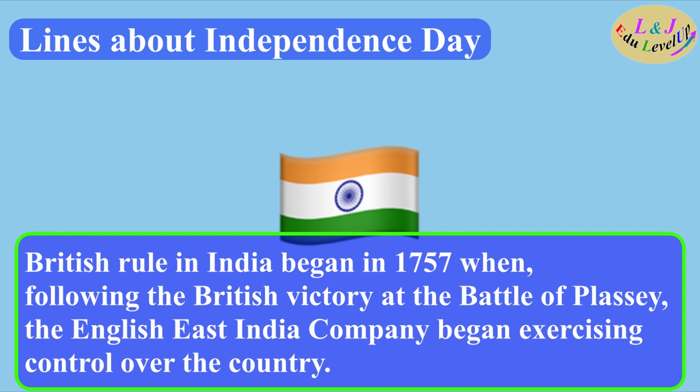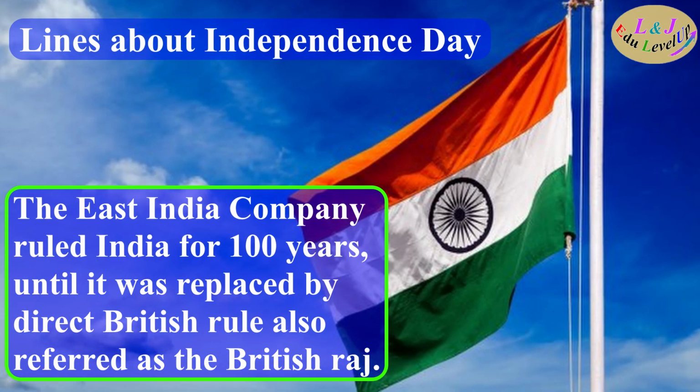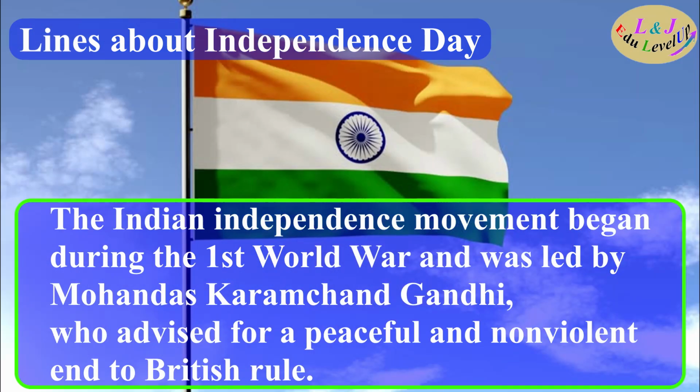1757 when, following the British victory at the Battle of Plassey, the English East India Company began exercising control over the country. The East India Company ruled India for 100 years until it was replaced by direct British rule, also referred to as the British Raj. The Indian independence movement began during the First World War and was led by Mohandas Karamchand Gandhi, who advised a peaceful and non-violent end to British rule.